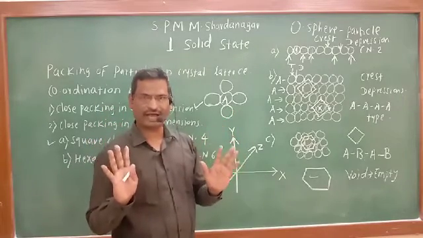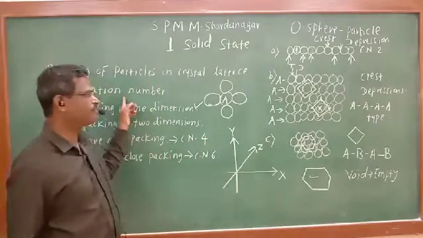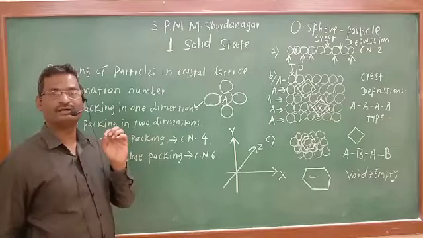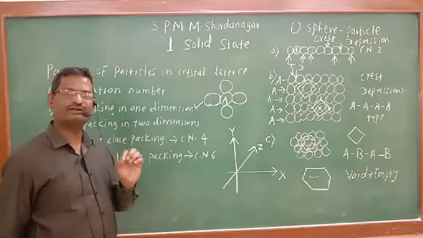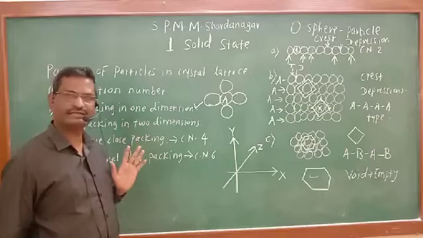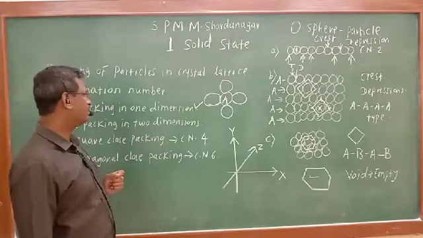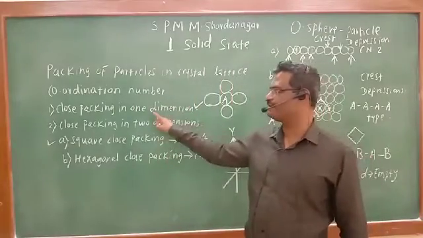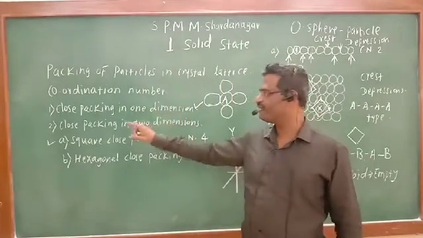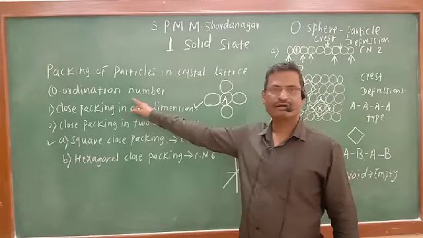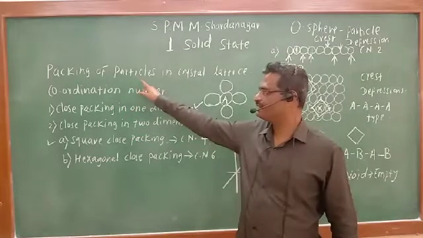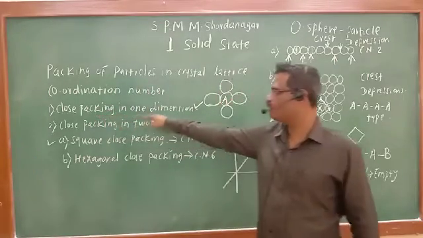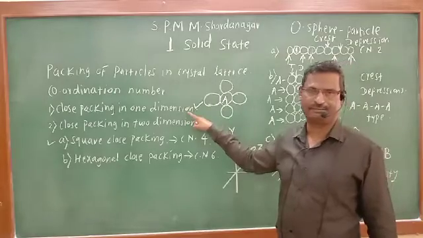Now, you must have got the idea about coordination number: it is nothing but the number of neighboring spheres which touch the given sphere. That coordination number is important to explain these arrangements. Now, let us see these arrangements, how the close packing takes place in the crystal structure. The first type of close packing is the close packing in one dimension.